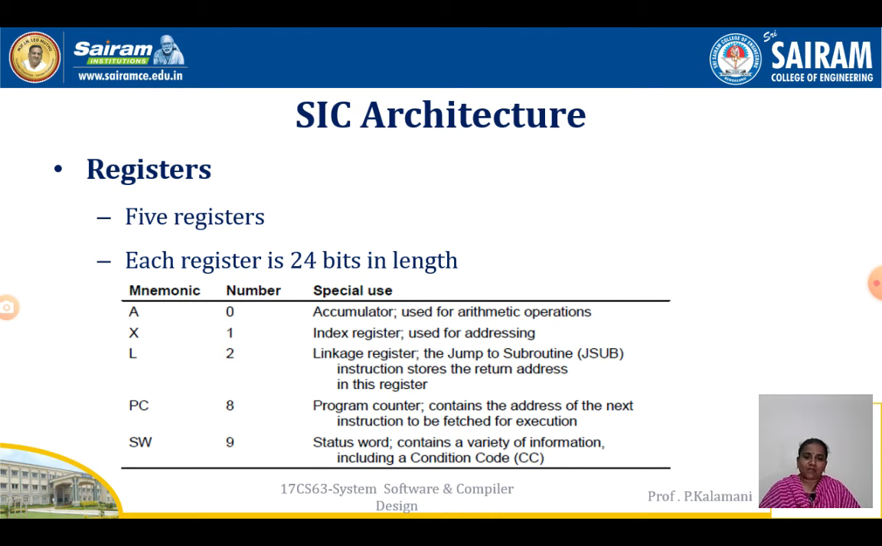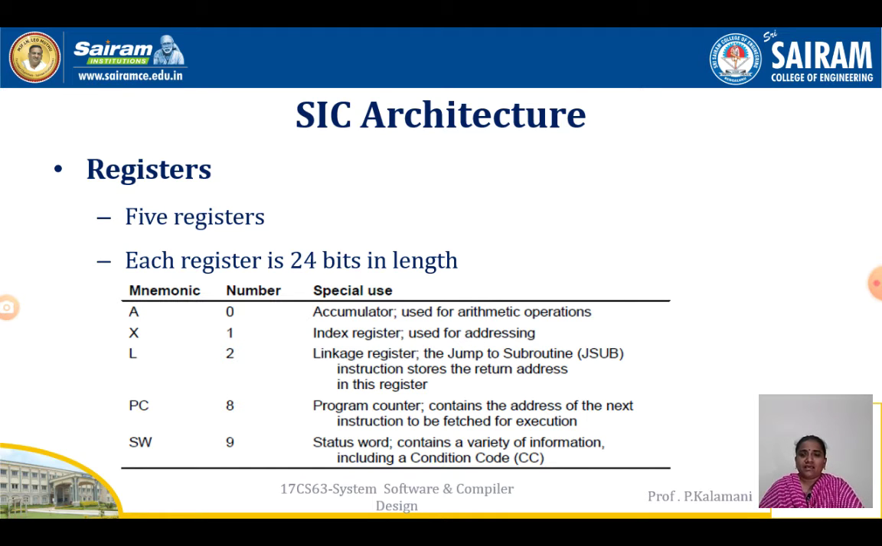And next is program counter. We all know program counter contains the address of the next instruction to be executed. Then the mnemonic code used for that is PC and number is 8. Last register used here is status word SW, number is 9, and the purpose is it contains a condition code, like a variety of information will be there in a status word. It's like a flag register in other microprocessors.